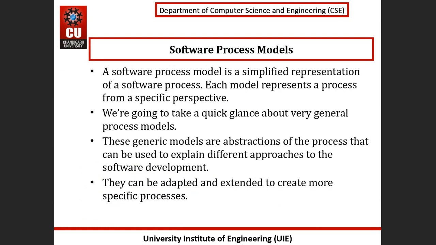So next we have software process models. We all know that a software process model is a simplified representation of a software process. Each model represents a process from a specific perspective. We are going to take a quick glance at very general process models. These models are abstractions of the process that can be used to explain different approaches to software development. They can be adapted or extended to create more specific processes.